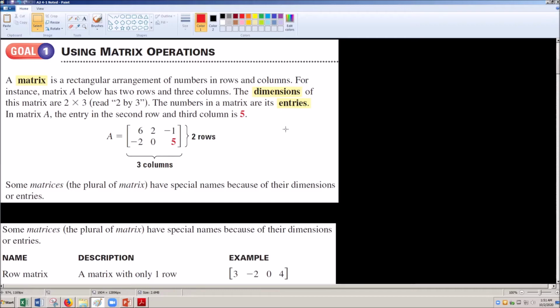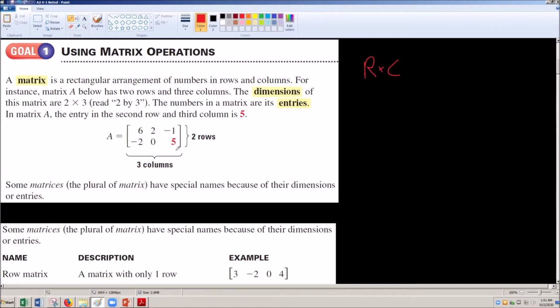A matrix is just a rectangular arrangement of numbers. We have our rows, so rows go left to right, and our columns, and that's up and down. When we talk about the dimensions of a matrix, we're always going to talk about it in terms of rows and then columns. So think about an RC car. RC is going to be rows and columns in my matrix.